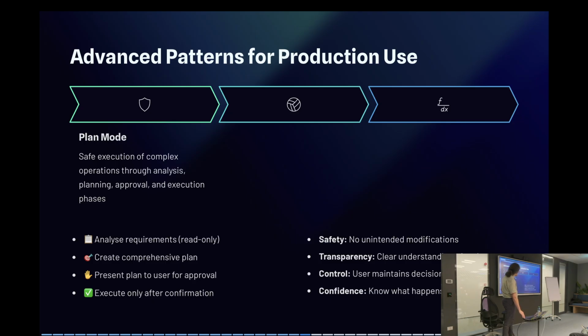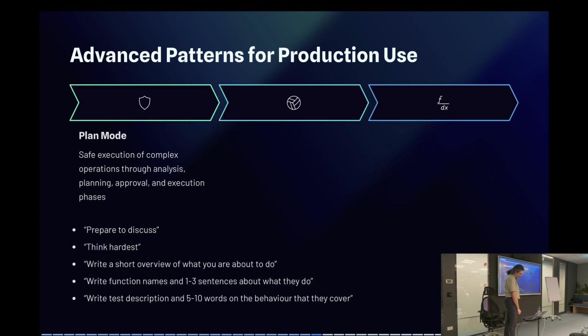The benefits are significant. First, you have safety, no unintended modification. Transparency, everything is clear, understanding of actions. Control, the user maintains decision authority. Confidence, you know what happens before it happens. Some practical tips for getting the most out of plan mode. Use phrases like "prepare to discuss" or "think hardest" to trigger deeper analysis. Ask for overviews of what's about to happen. Request function names and brief descriptions of what they'll do. For testing, ask for task descriptions and brief summaries of the behavior they'll cover.